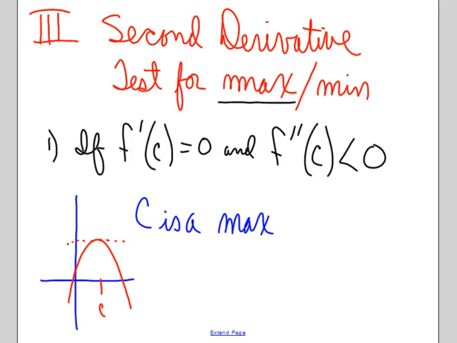Look what the hypothesis is. Look what must be true. If f prime of c is equal to 0 and, key word there, and, both of these things must be true.